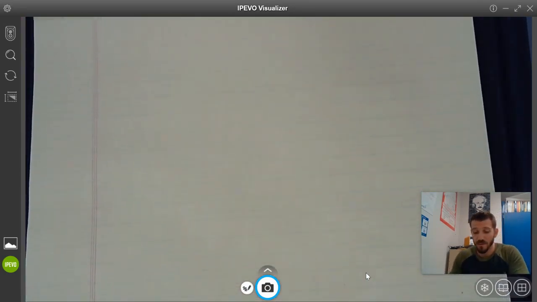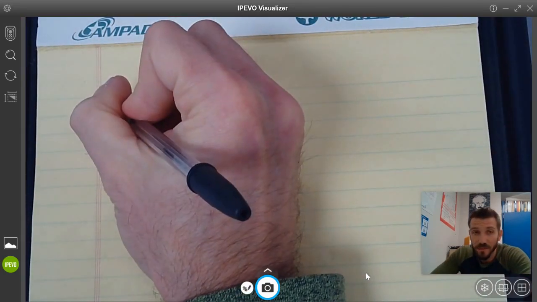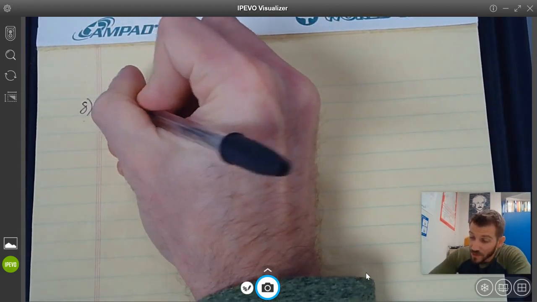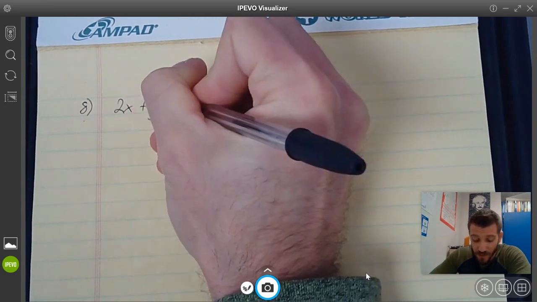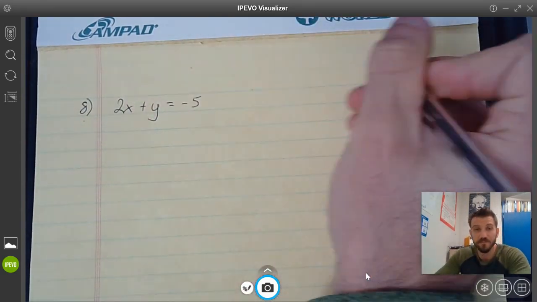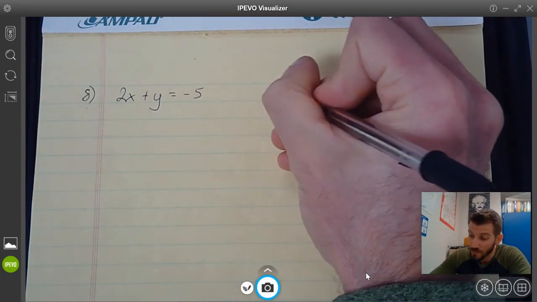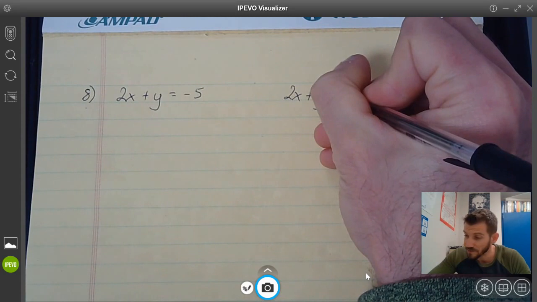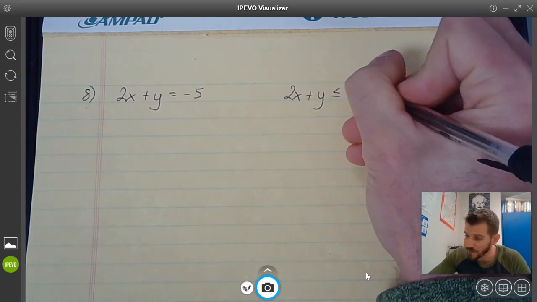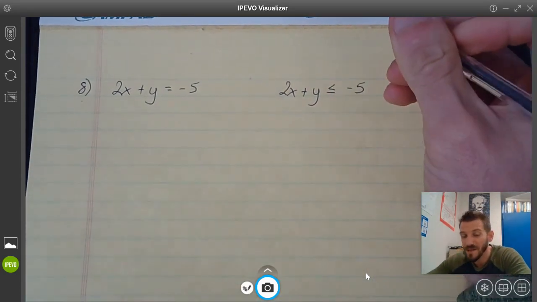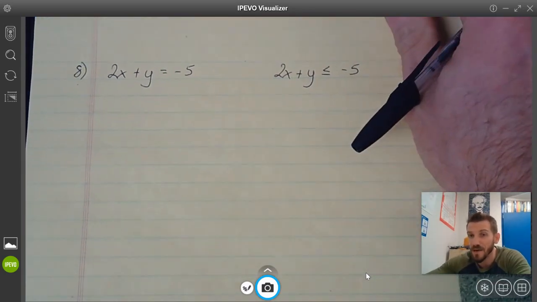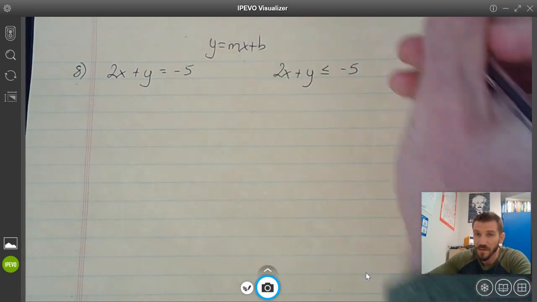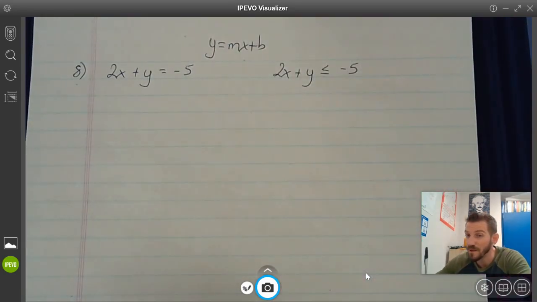Getting to our little more increasingly difficult problems. So number 8 of 10 says 2x plus y is equal to -5. And we're going to compare that to 2x plus y is less than or equal to -5. So you're going to notice we can't graph these because they're not in y equals mx plus b form, but we can put them in that form.